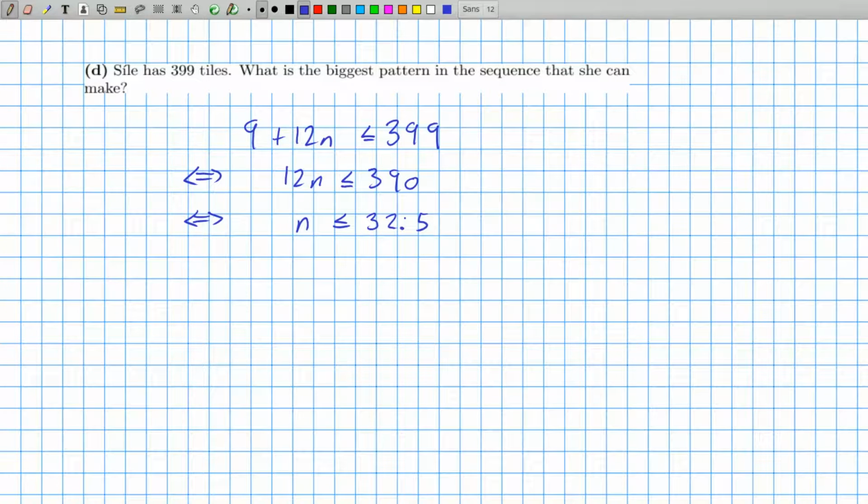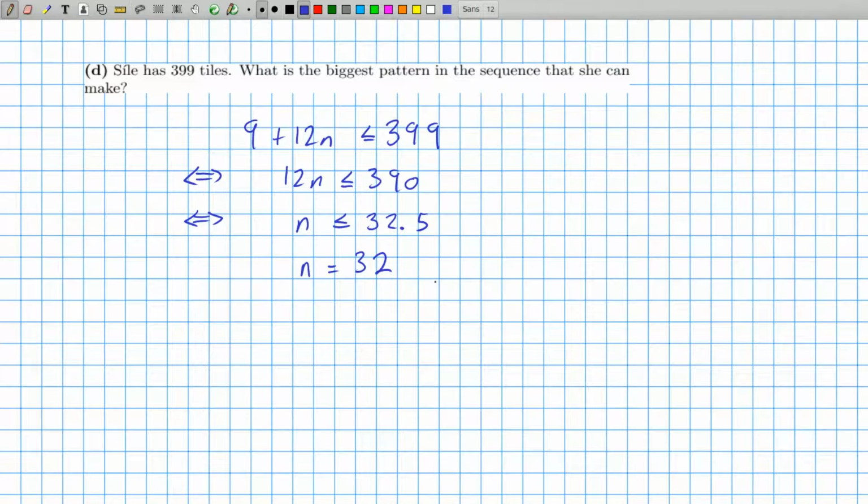But you can't really make half patterns. We're asked essentially what's the biggest pattern in the sequence she can make, and they mean full patterns by that. So n has to be less than 32.5. The biggest n that's less than 32.5 is 32.